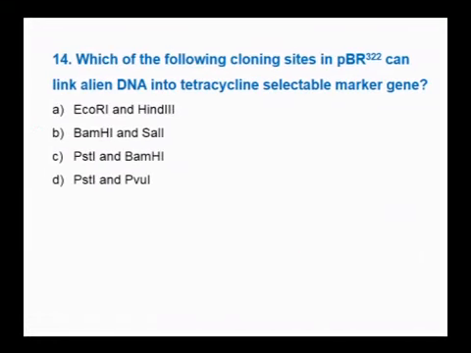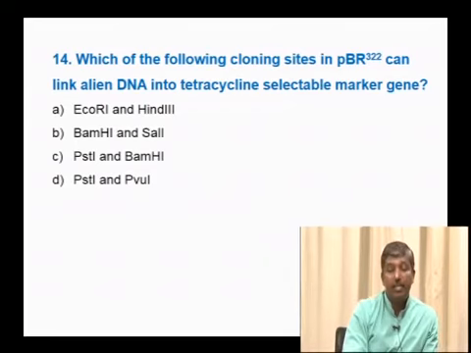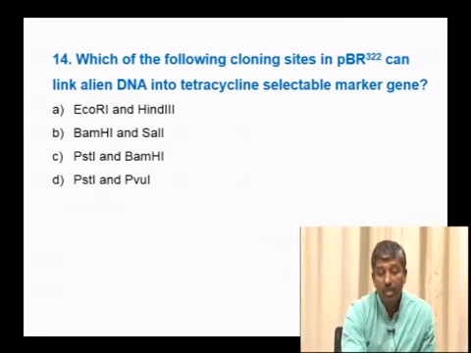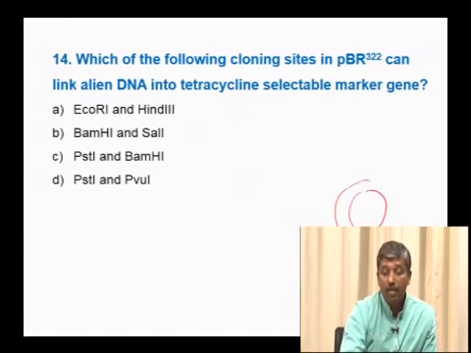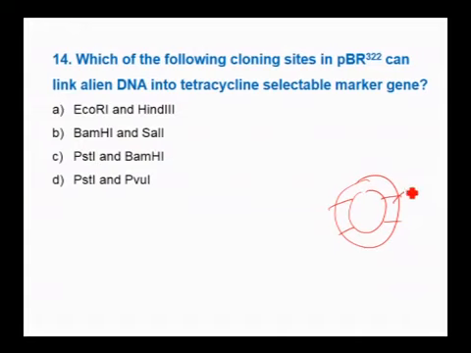Which of the following cloning sites in pBR322 can link alien DNA into the tetracycline selectable marker gene? Again, the selectable marker genes are tetracycline and ampicillin. This has BamHI and SalI. This has PstI and PvuI. Hence, to introduce our gene of interest into the tetracycline selectable marker gene, we have to use BamHI or SalI. Hence, the correct option is B.